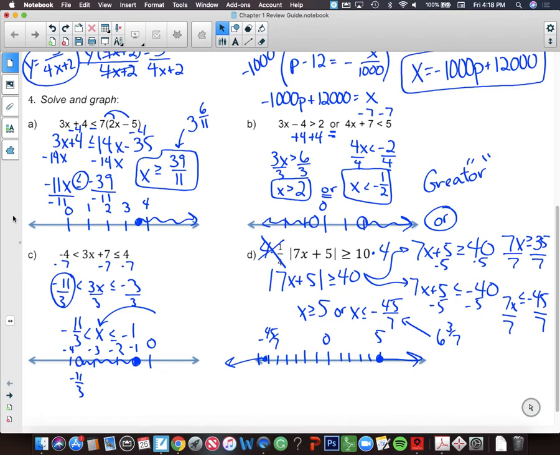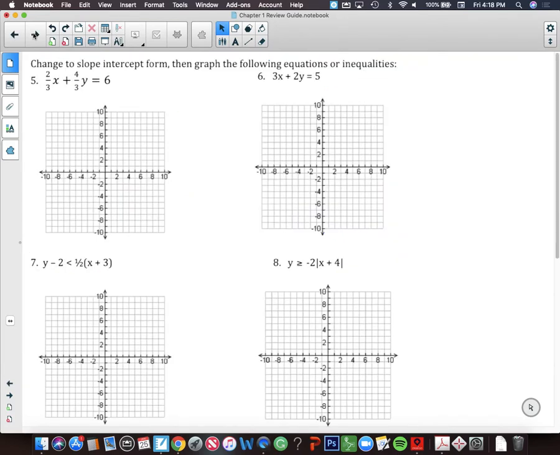So, jumping on to the next page here. We want to change the slope-intercept form to graph the following equations or inequalities. All right? So, number 5, we'll just do a couple of these. All right? Number 8, that's going to be an absolute value, so it looks like a V. All right? I'll help you with one of those. I'll probably skip the next one, though.